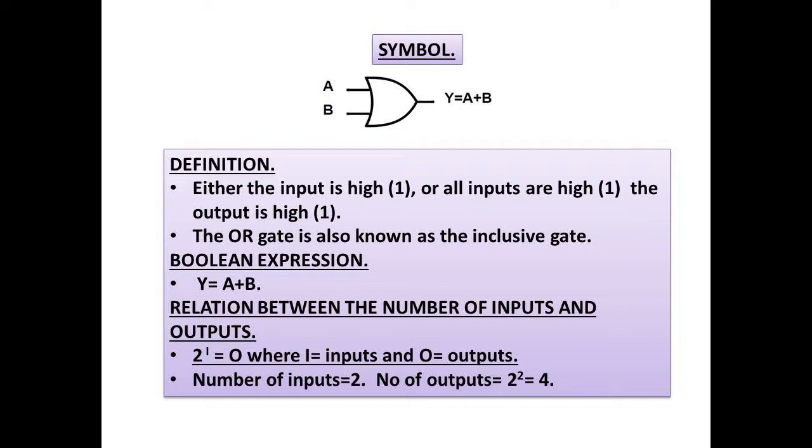Relation between the number of inputs and outputs. 2 to the power of I is equal to O, where I is equal to inputs and O is equal to outputs. Number of inputs are equal to 2. Number of outputs are equal to 2 to the power of 2, that is equal to 4.